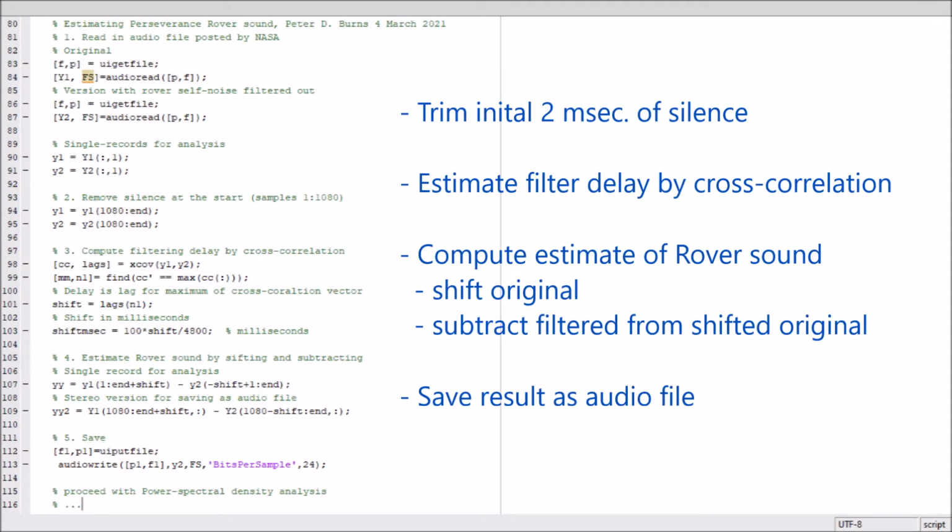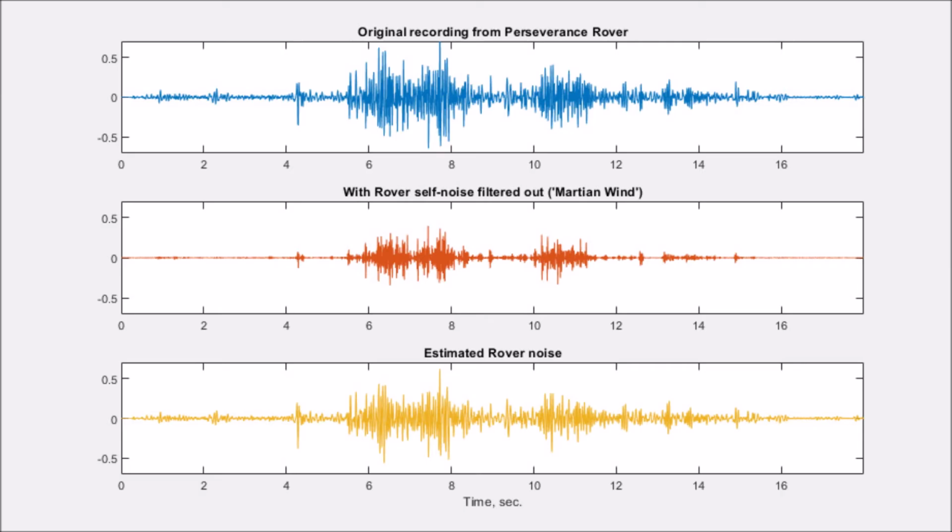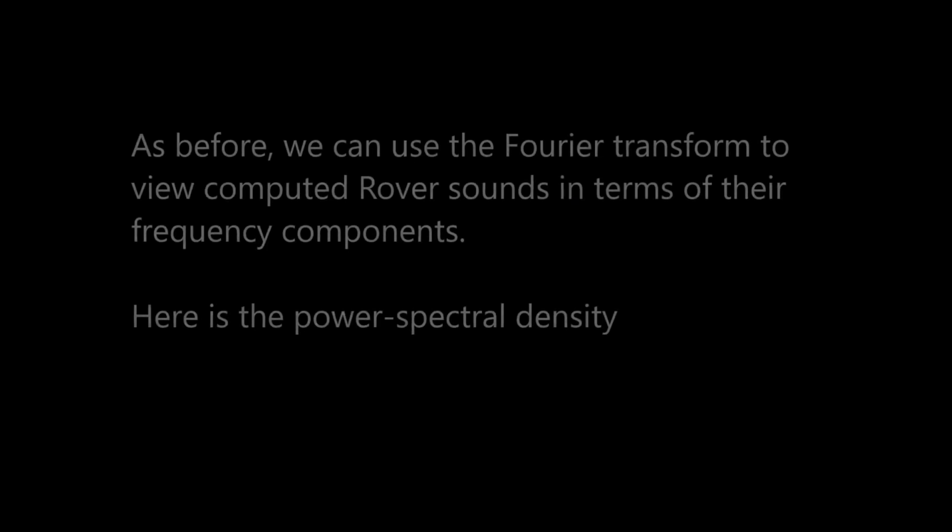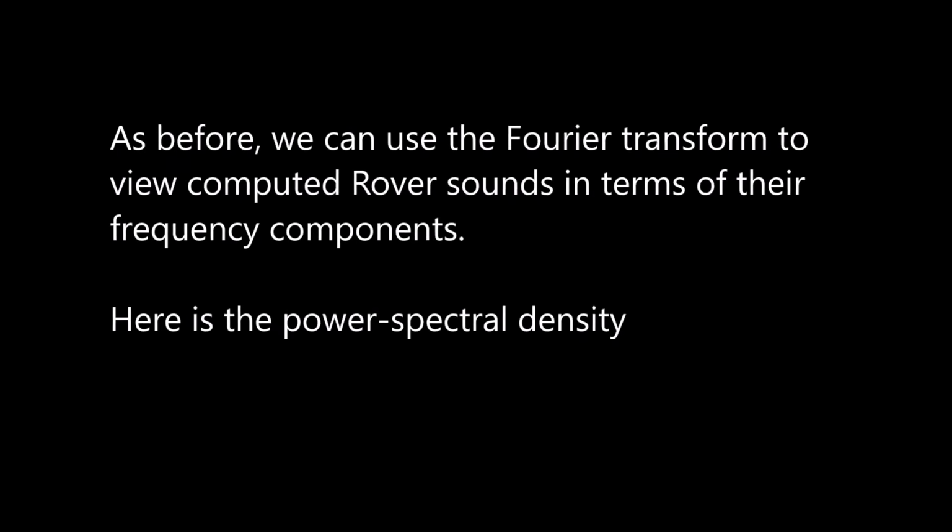Do the trimming, estimate the phase shift by a cross correlation, and then make the estimate itself and save it as an audio file. And this is what things look like. The upper one is the original, the middle one is the filtered version, and my estimate is on the bottom. You can see the atmospheric sounds do still appear in the estimated rover sound.